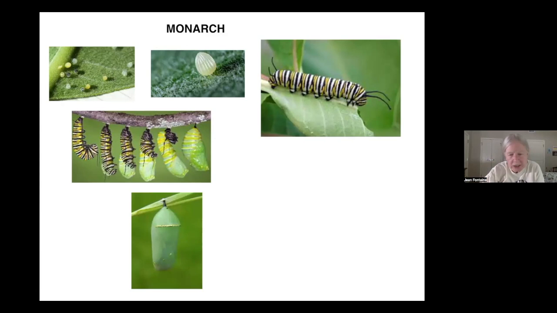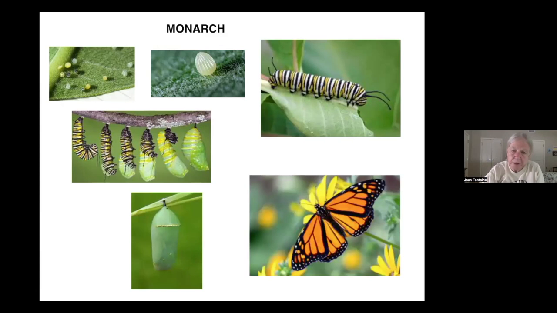And if you don't know the difference between a male and a female monarch, I will tell you. You see on the hind wing, on the vein, there's a little larger dot on each of the hind wings. And that's a scent pouch, which attracts the female monarch. So this is a male.